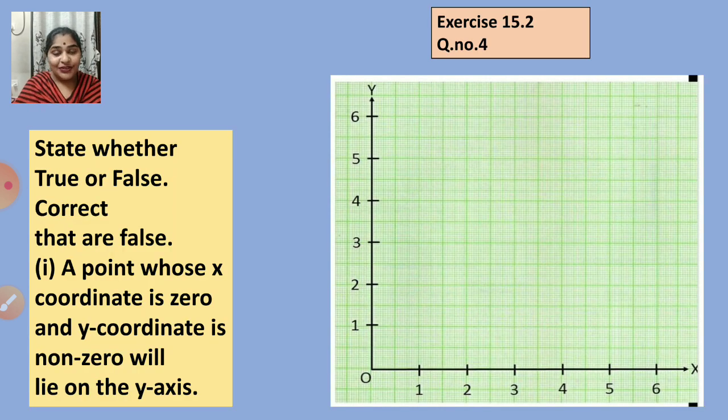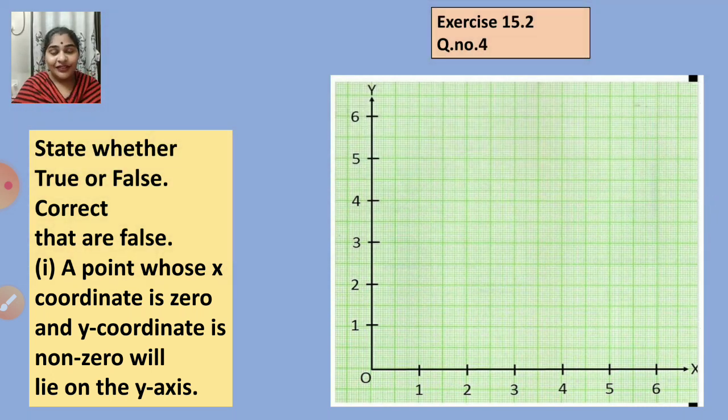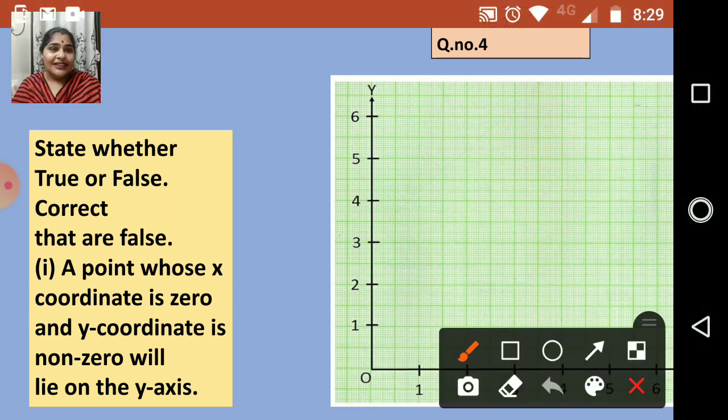Just move further to the last question of this exercise, that is exercise 15.2, question number 4. State whether true or false. Okay, so first one is a point whose x coordinate is 0, and y coordinate is non-zero. So it will lie on y-axis. So let us see, children. Let us take one example.